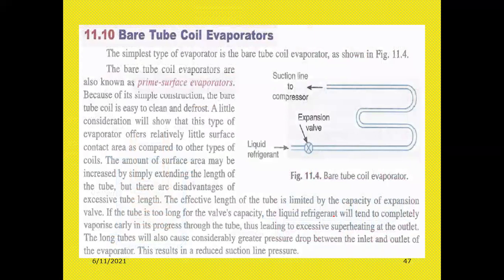Next, the next type of evaporator is the bare tube coil evaporator. The name says bare, meaning without any enclosed casing. The simplest type of evaporator is the bare tube coil evaporator shown in figure 11.14. The bare tube coil evaporators are also known as prime surface evaporators. Why are they called prime surface? Because of the simple construction. The bare tube coil is easy to clean and defrost.